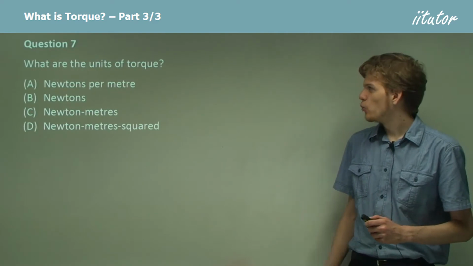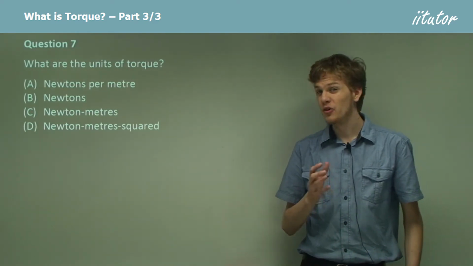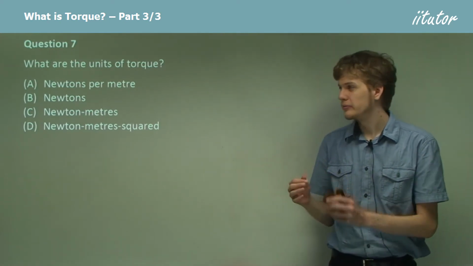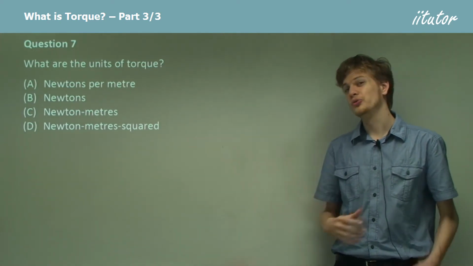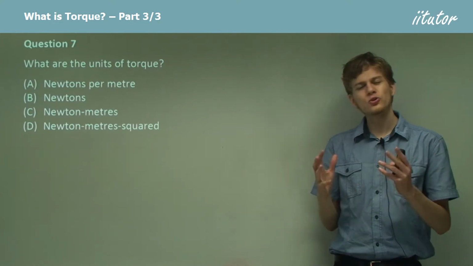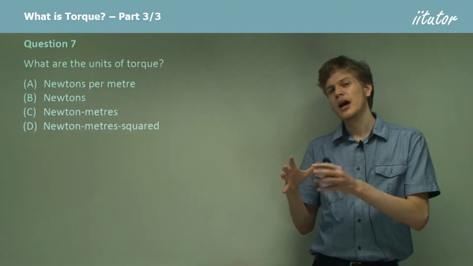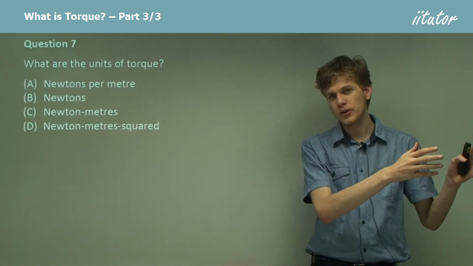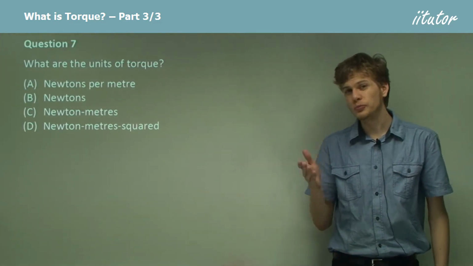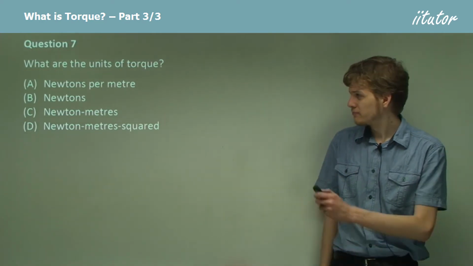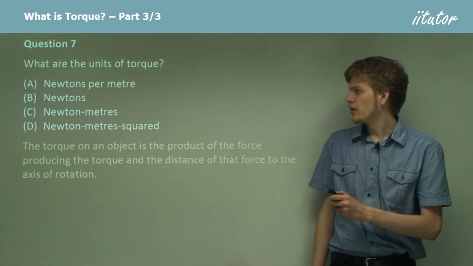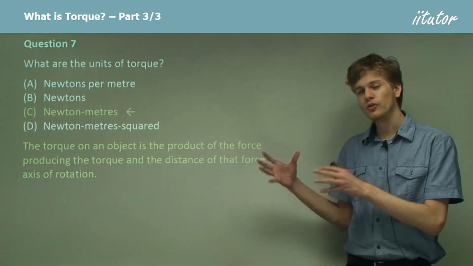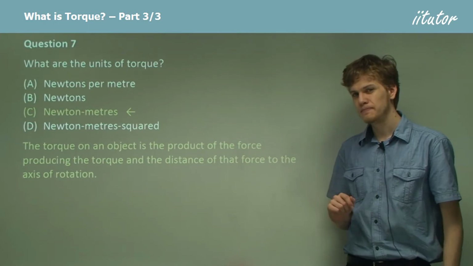Question 7. What are the units of torque? Remember, they're not newtons. Newtons are for force, which causes movement. We're looking at torque, which causes rotation. So to find torque, we take the force and we multiply it by the distance between the force and the pivot point. So if we're multiplying a force by a distance, we get an answer in, that's right, Newton meters. So the torque on an object is the product of a force and a distance.